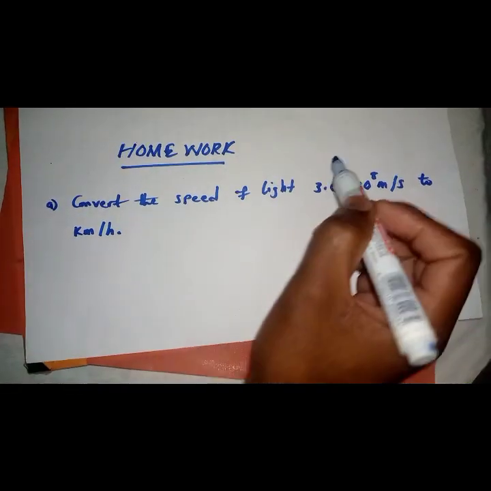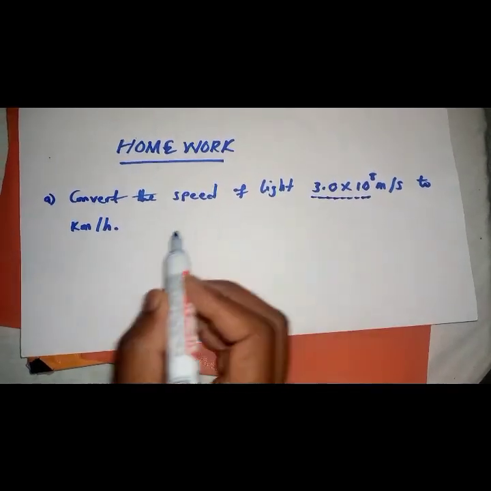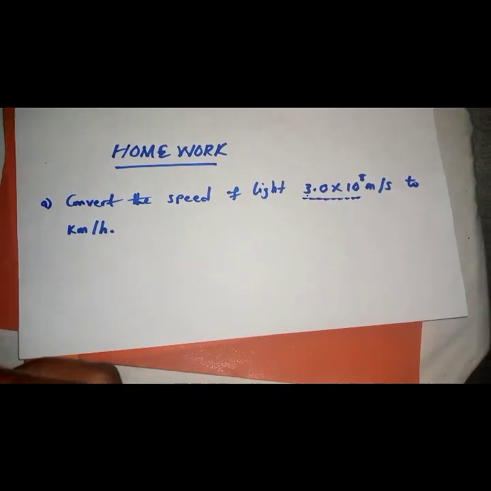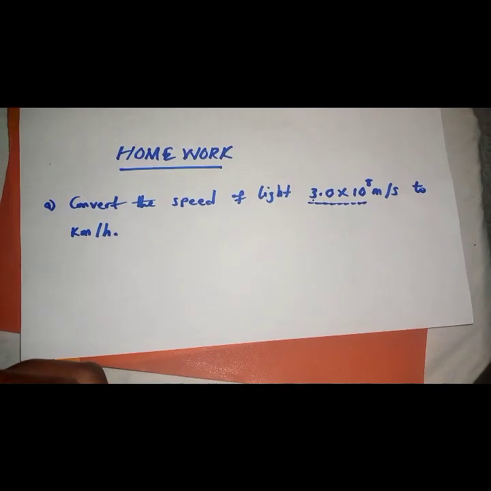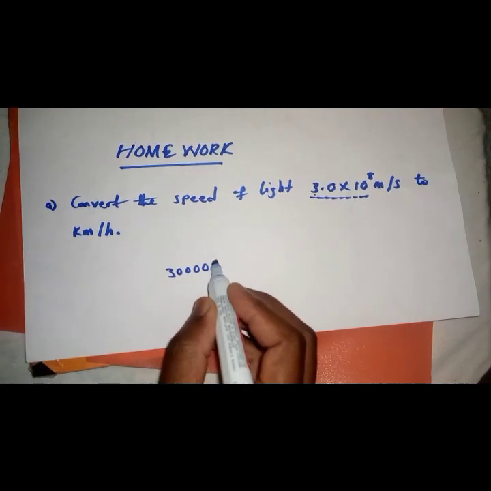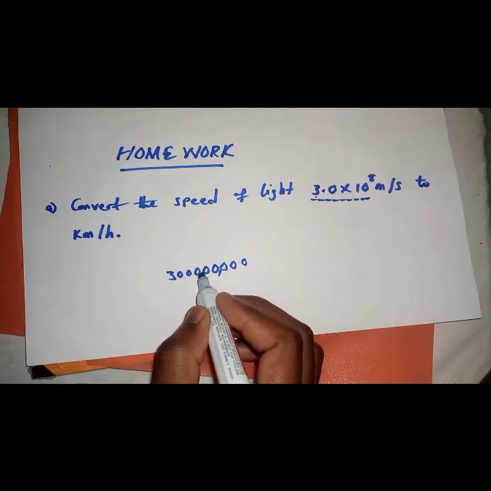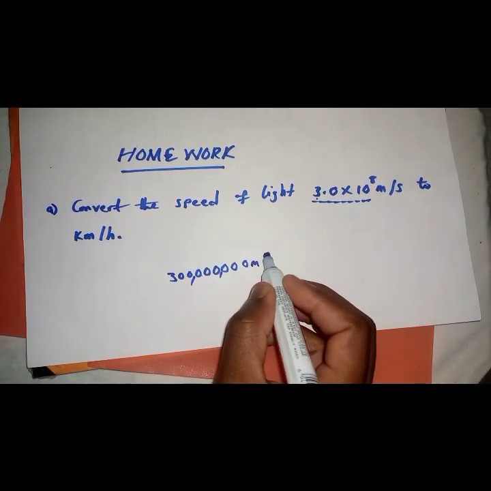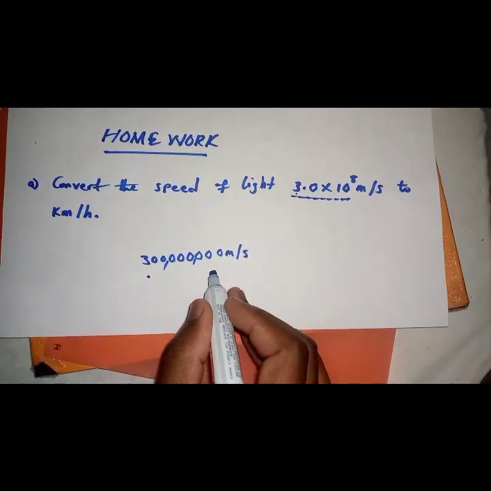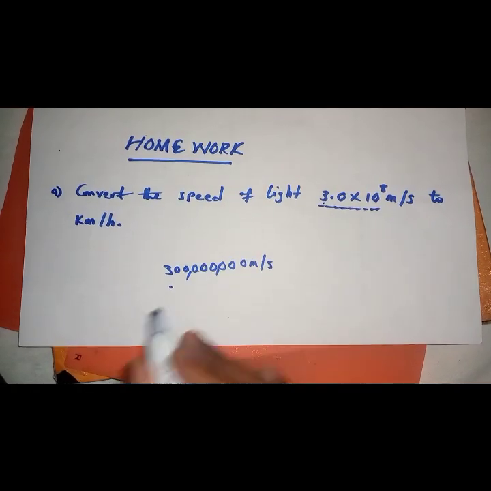So let's see how you can work it out. Remember, you can first of all write this number in decimals, and that will just be 3 with 8 zeros, which is 300 million. 1, 2, 3, 4, 5, 6, 7, 8. So we have those zeros, meters per second. Can we convert this number into kilometers per hour? Otherwise, I'd love to see your work.